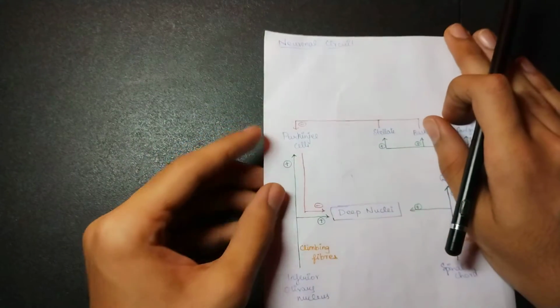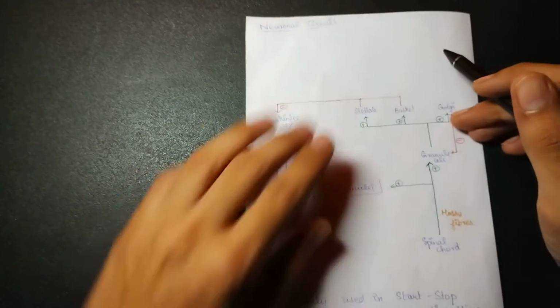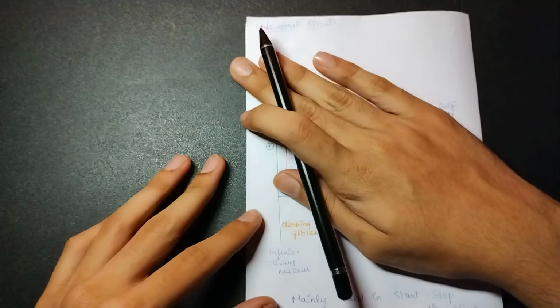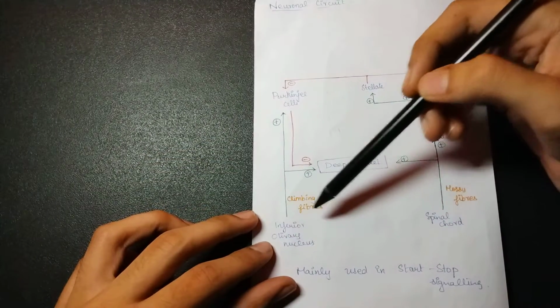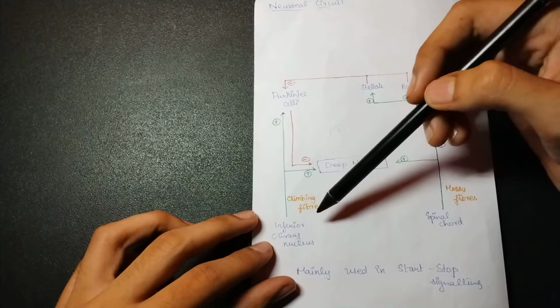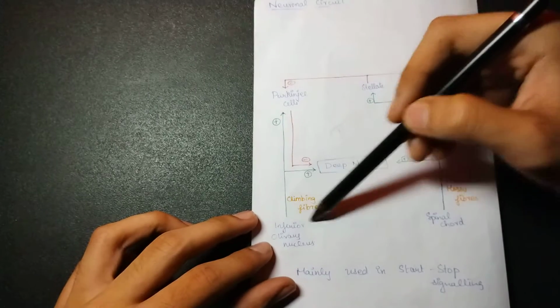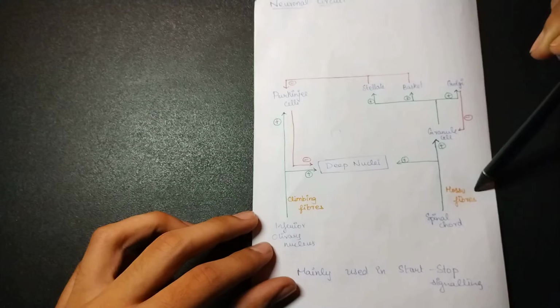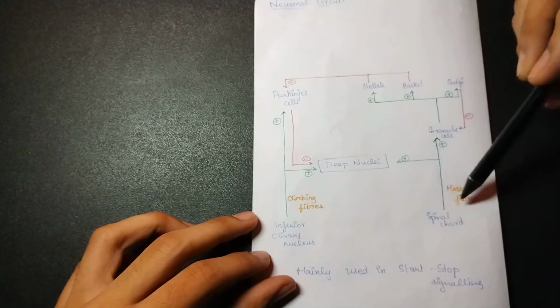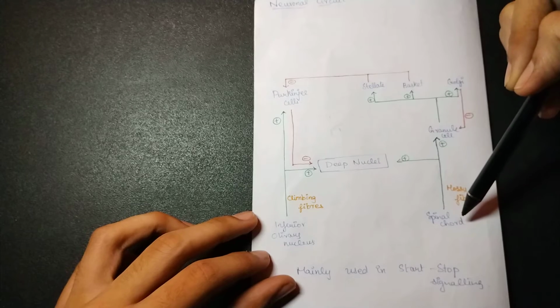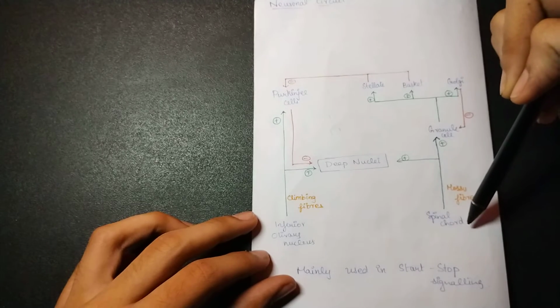Now coming to the neuronal pathway. Before that, there are two things we need to know. The input for the cerebellum is mainly by two things: the climbing fibers and the mossy fibers. Climbing fibers come from the inferior olivary nucleus, whereas the mossy fibers arise from the spinal cord.